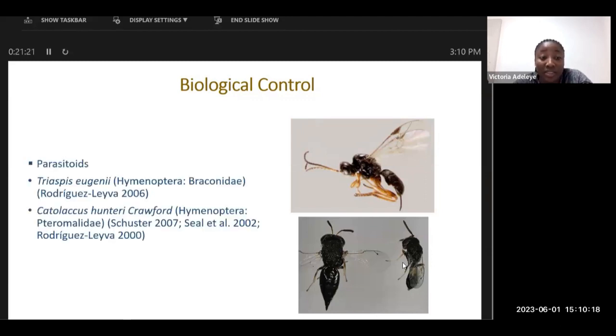And in the lab, we have a colony which is being reared by one of our master's students in our lab, and she's doing some studies. That's Nagamani. She's doing some studies with these parasitoids.